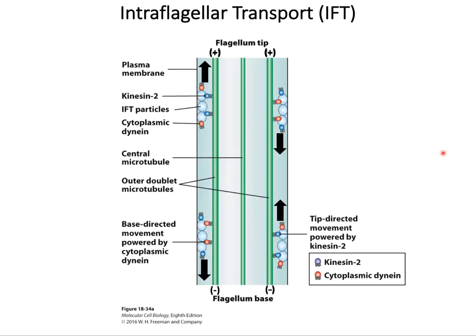So several years ago, an observation was made in which there was evidence of trafficking of particles and vesicles from the base of the flagellum or the cilium to the tip of the flagellum. The tip is shown here on the top of the slide. Let me orient you that these green lines are the microtubules. The plus end is towards the flagellum tip, and the minus end is towards the flagellum base.